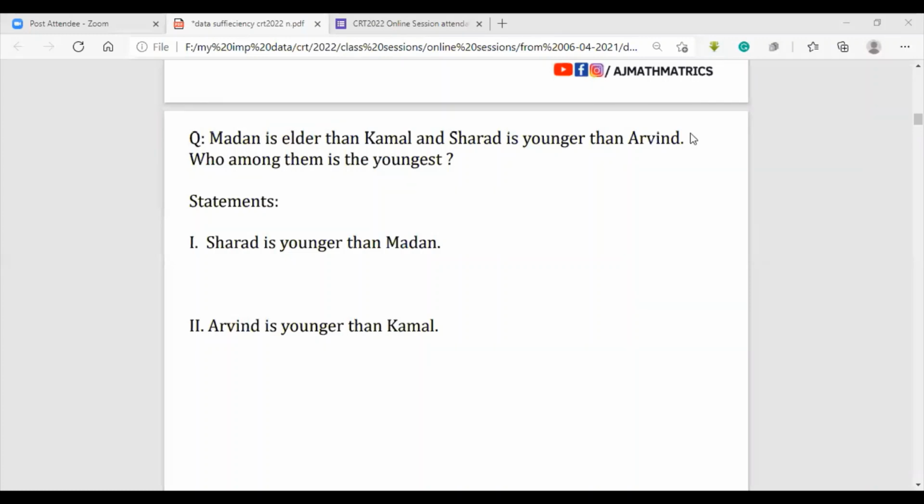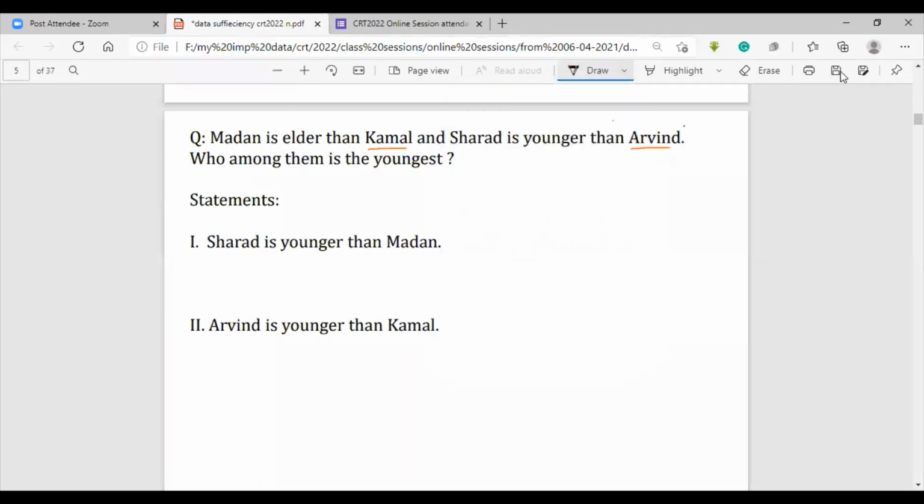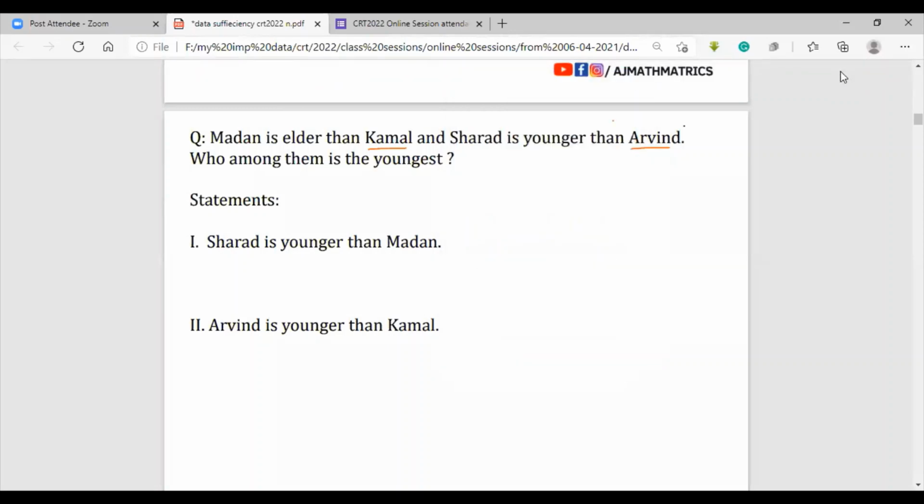Madan is elder than Kamal. Read it slowly. Madan is elder than Kamal and Sharad is younger than Aravind. So this is the common data which we have to use for both the statements separately. Be clear, this is the common data which is given above the statements. So first I am taking the initial statement.